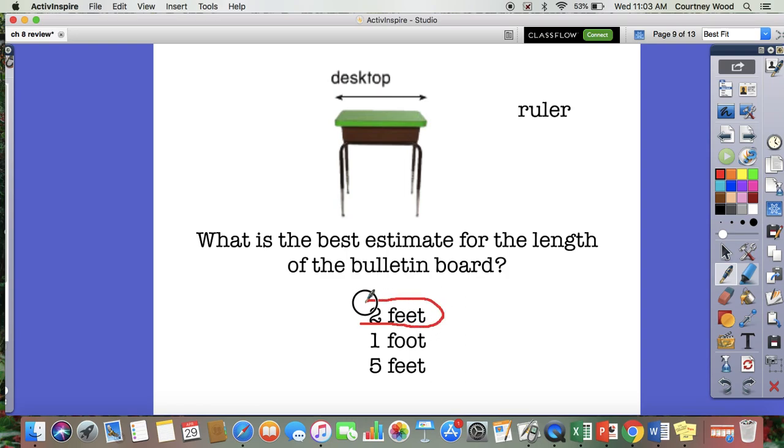I'm thinking 2 feet. 5 feet's going to be too long. 5 feet is like how tall Miss Wood is. Is your desk that big? I hope not.